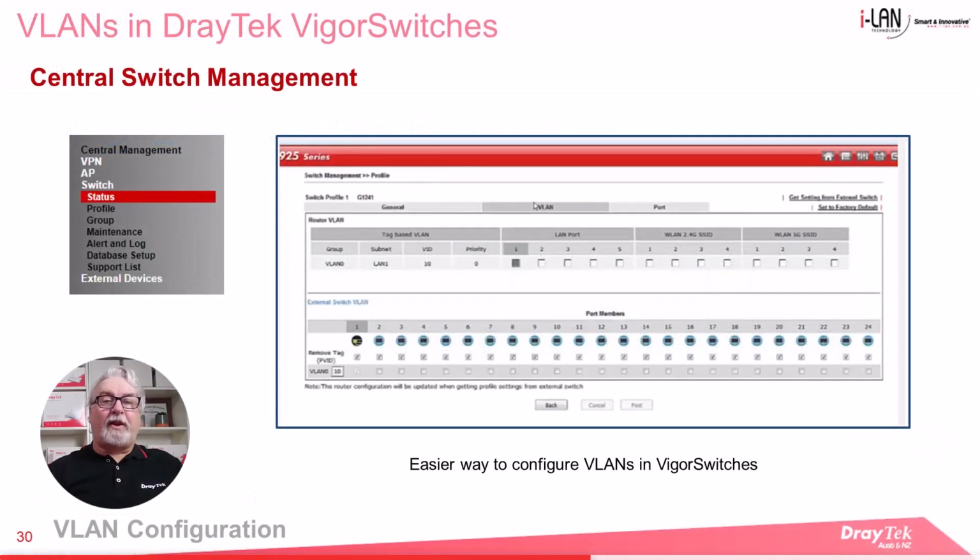Another method to create VLANs in a VigorSwitch is to use the Central Switch Management feature in DrayTek routers. This provides an easy way to manage and configure VLANs in VigorSwitches. Instead of logging into each switch and working through the configuration pages, you can log into the router and centrally configure and deploy the switches in your network from there.